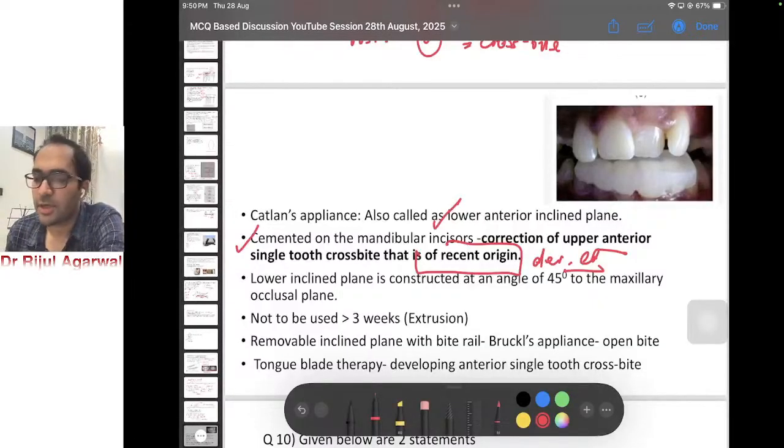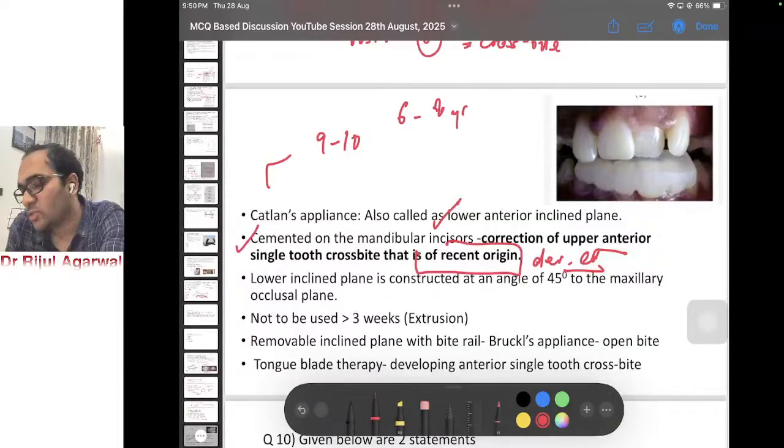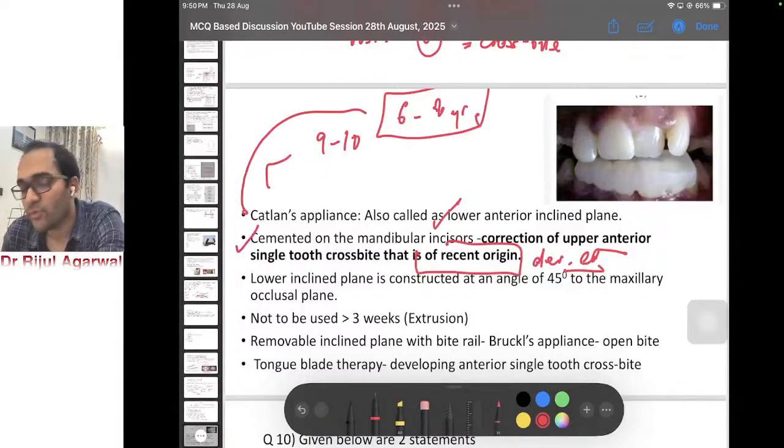So next question, if you get a question in which the tooth is fully erupted or fully developed cross bite is there, or words like fully developed won't be used, you will get an age, and the age will generally be 9 plus, 10 plus, when the root form is completely done. At 6 to 7 years, 6 to 8 years maximum, it is a developing crossbite, because the tooth is erupting, the root is not completing. There in that case you can go for CAD lens appliance or tongue blade therapy as well.